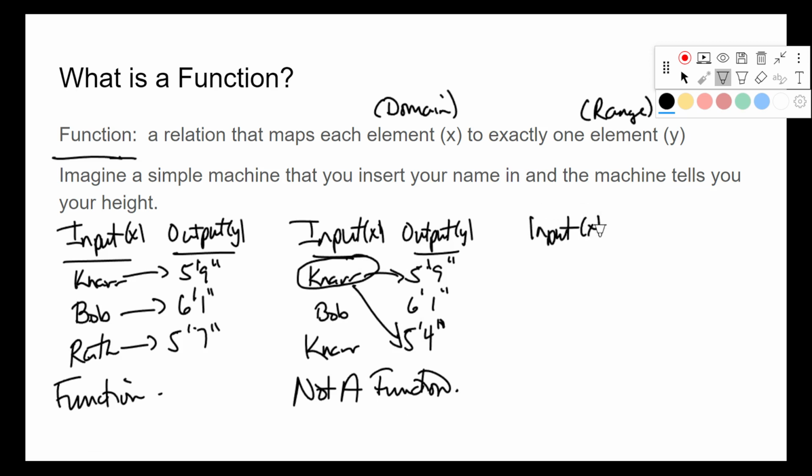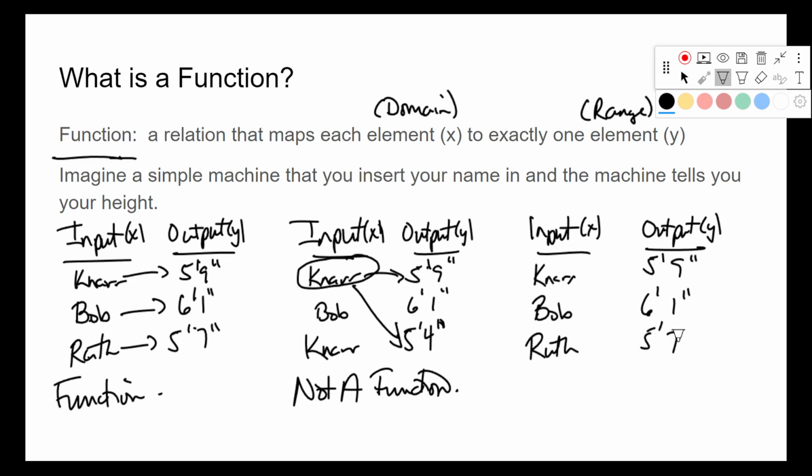Now let's go to the one that sometimes gets folks, and let's make sure that you understand the difference. Let's say I put my name in, 5'9" comes out. Bob puts his name in, 6'1" comes out. Ruth puts their name in, 5'7" comes out. And let's say we have Harry. Harry puts their name in, and 5'7" comes out. So the question is, you have to ask yourself, does the machine work properly given this input and output from the machine?